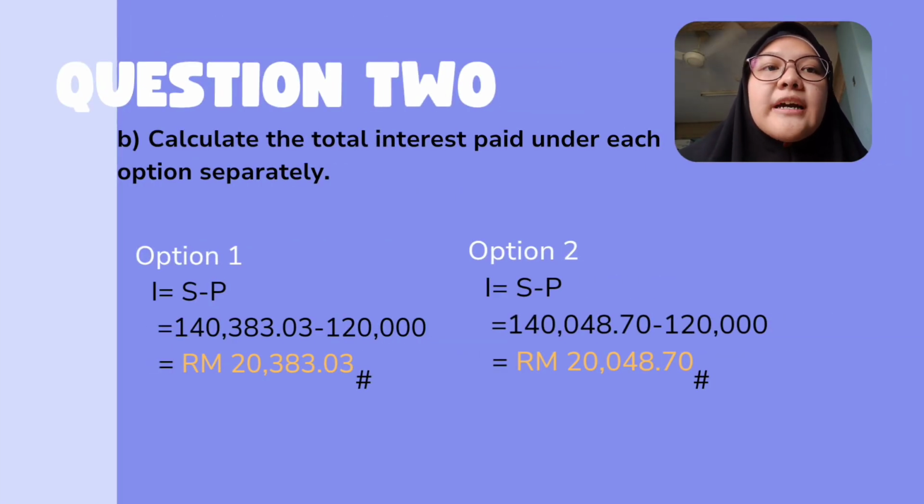Question B, calculate the total interest paid under each option separately. We'll be using I equals S minus P to get the interest. So for option 1 we get RM 20,383 and 3 cents. For option 2, we get RM 20,048 and 70 cents.